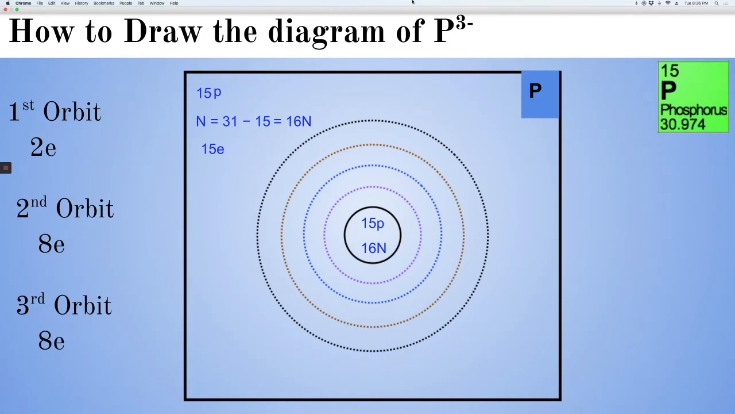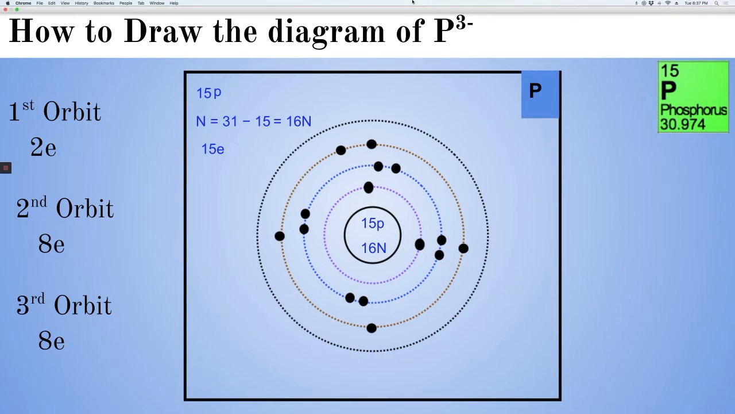Now I'm going to place the 15 electrons in the correct orbits by following these rules right here. I'm going to place 2 electrons in the first orbit. I'm going to place 8 electrons in the second orbit for a total of 10. I need 15. So I'm going to place 5 electrons in the third orbit. So 11, 12, 13, 14, 15. So this is the diagram of the phosphorus atom.